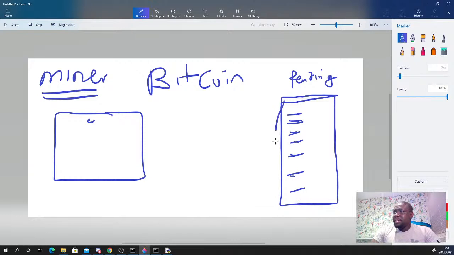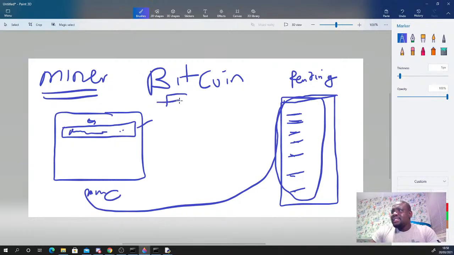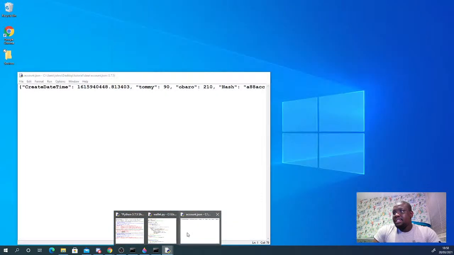The miners will pick a lot of pending transactions and calculate the hash value of the block plus the transactions. I'm going to show you what that means. If you can do the calculation of this hash value of the block based on the format that Bitcoin wants, then... let's go back to a simple Python code to show you what a hash value is.